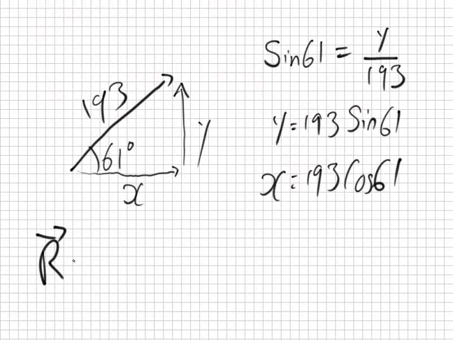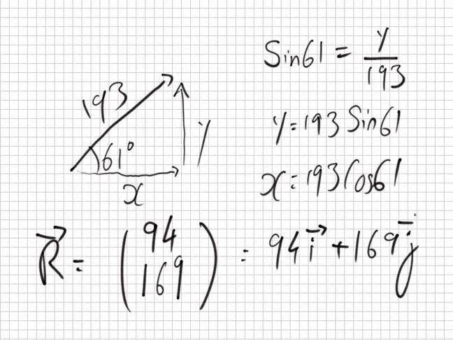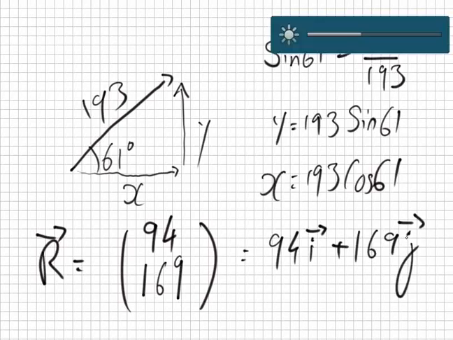Can you type them in, please? What's this one? 193 cos 61. 94. Okay. 94. 169. Or if you want, you can write it with the i and the j. Okay, I'll give you a moment.